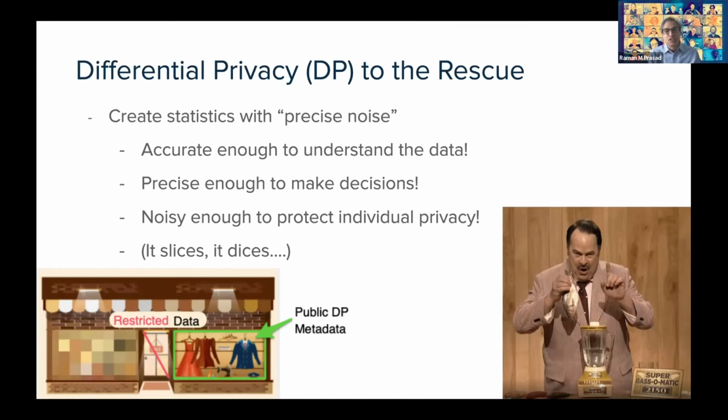You get statistics that are accurate enough to understand the data, precise enough to make decisions, including policy decisions, like the census is using this now. But they're still noisy enough to protect individual privacy. So in a way, if you look at the image on the lower left, it's like a better window shopping for restricted data sets. Bonus points later if anyone recognizes the picture on the lower right.